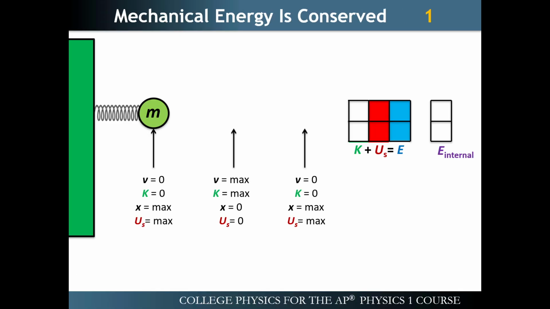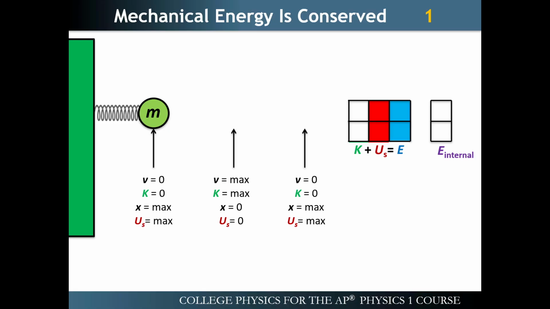So here we're back to our mass on a spring being oscillated back and forth. At this point, it's fully compressed, so it has maximum potential energy, maximum elastic potential. Its velocity would be 0. The K, in terms of kinetic energy, now that we're not looking at lowercase k with the spring constant, but kinetic energy is 0 because there's no velocity. The x, or compression, is maximized. Therefore, the potential energy of the spring is maximized.